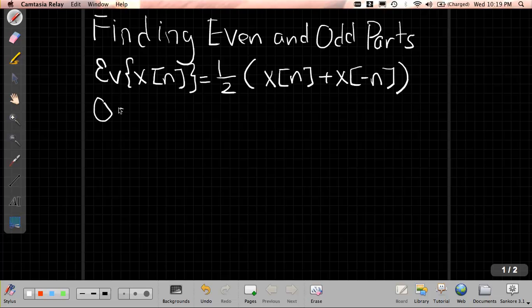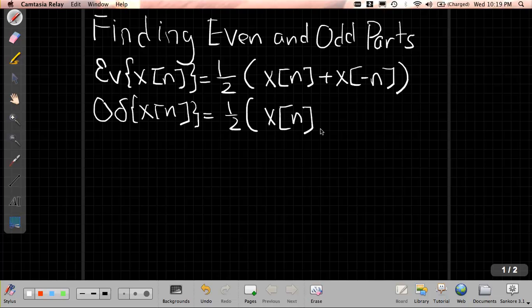The odd part is almost the same, except what I do is I subtract the two signals from each other. And this signal is guaranteed that it will always have odd symmetry. So I take 1/2 of x of n minus x of minus n.